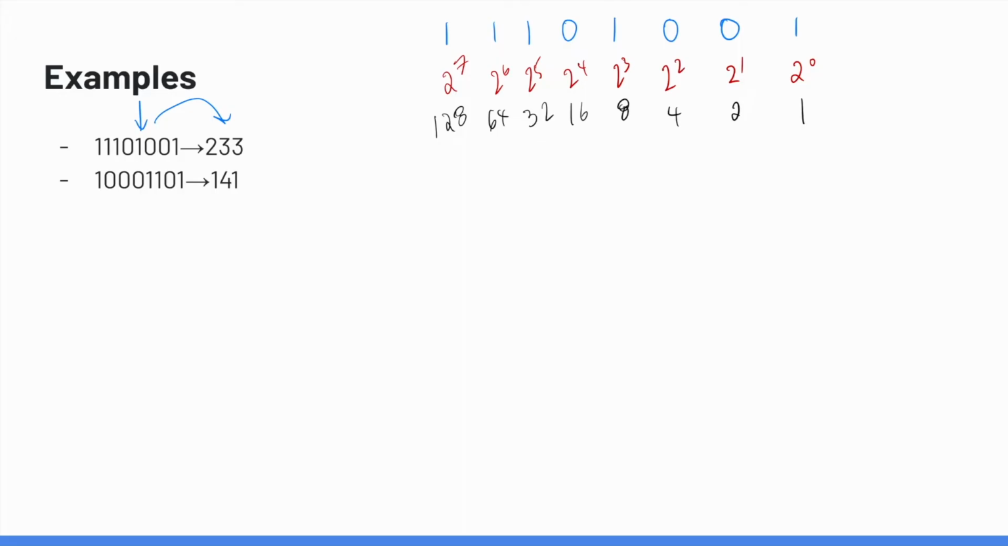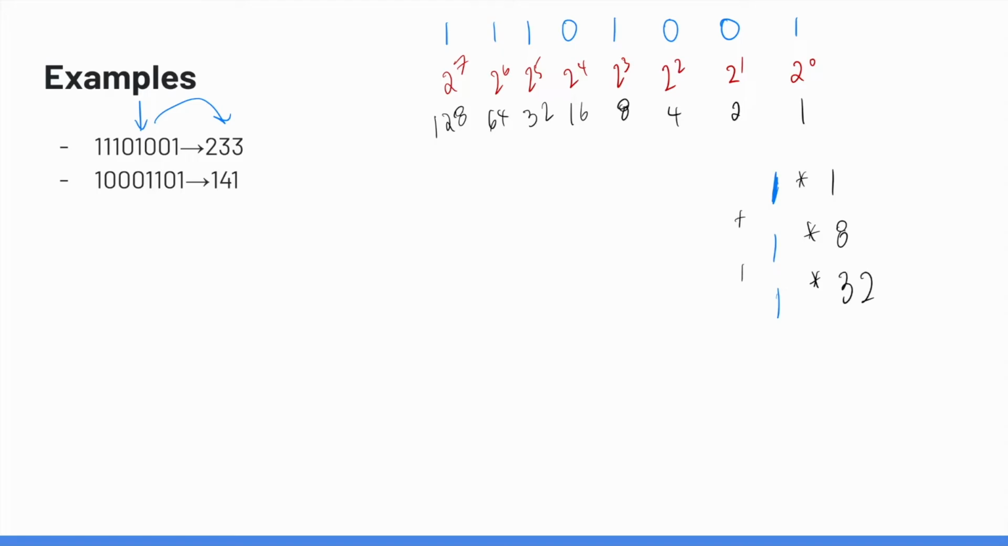So we're going to look at where we have 1, and we're just going to add those values together. For 2 to the power of 0, we've got 1, so we can do 1 times 1. For 2 to the power of 1, we have 0. For 2 to the power of 2, we have 0. For 2 to the power of 3, we have 1, so we can go ahead and do 1 times 8. For 2 to the power of 4, we have 0, so we're not going to do anything. Next we can do 1 times 32, because we do have a value for 2 to the power of 5.